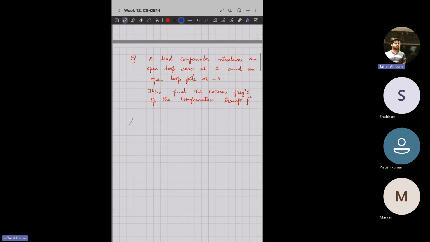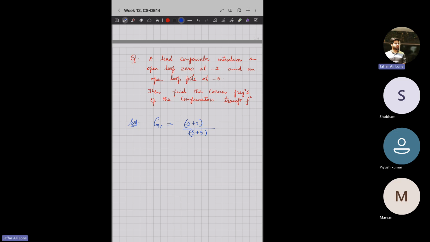See, very simple. Let's look at the question. We have a compensator whose transfer function is GC. The question says the compensator introduces an open loop 0 at -2, so can I write it as S plus 2, and an open loop pole at -5, so can I write it as S plus 5?